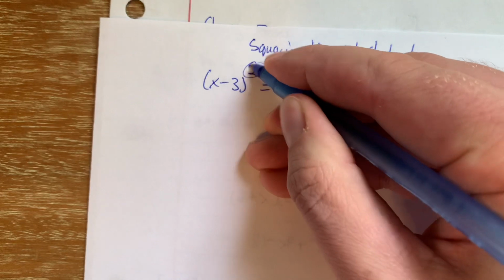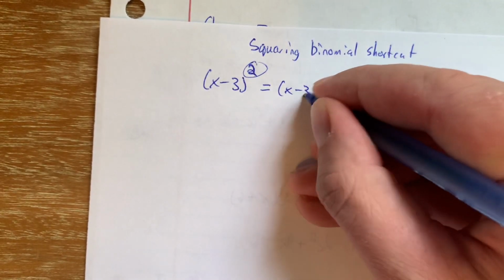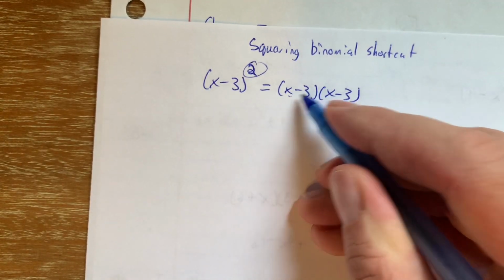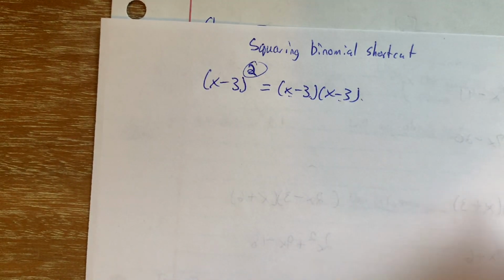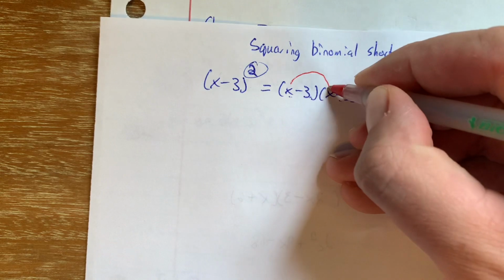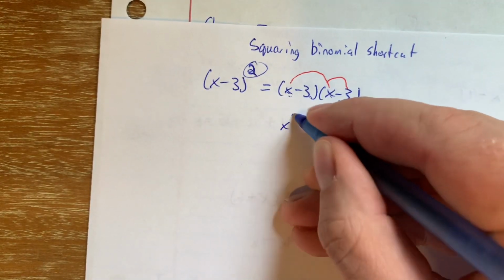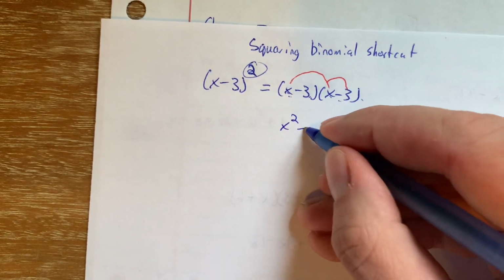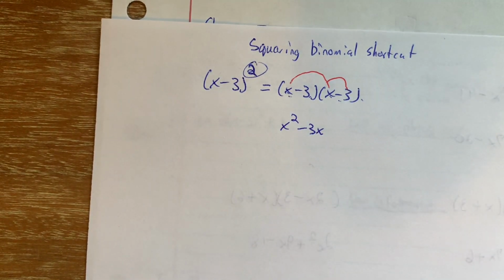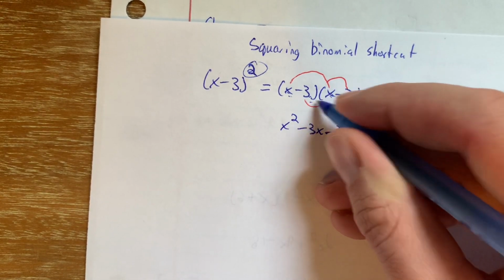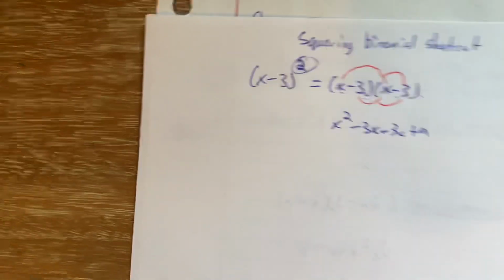What squaring means is multiplying times itself. This means x minus 3 times x minus 3. And when we have a binomial times a binomial, the first term distributes to both of the others in the binomial, and it gives us x times x is x squared. X times negative 3 is negative 3x. And then this one distributes, and we get negative 3 times x is negative 3x, and negative 3 times negative 3 is positive 9.